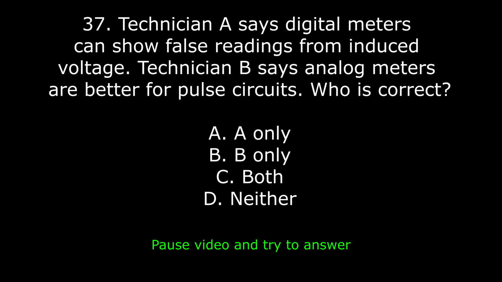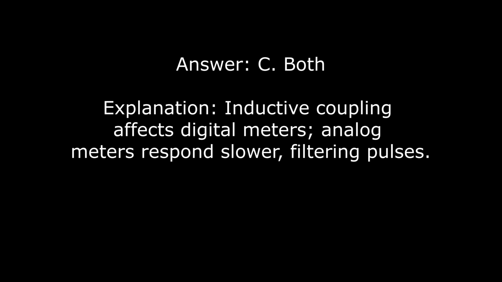37. Technician A says digital meters can show false readings from induced voltage. Technician B says analog meters are better for pulse circuits. Who is correct? A. A only, B. B only, C. Both, D. Neither. Answer: C. Both. Explanation: inductive coupling affects digital meters. Analog meters respond slower, filtering pulses.